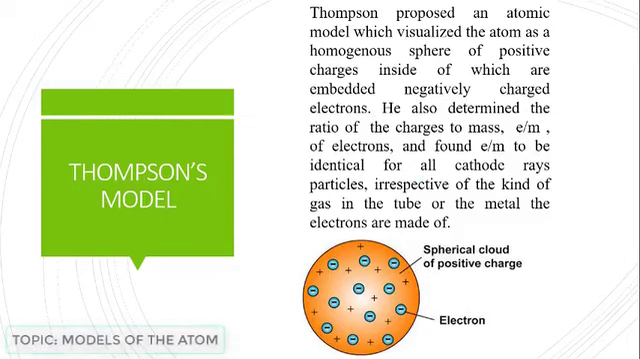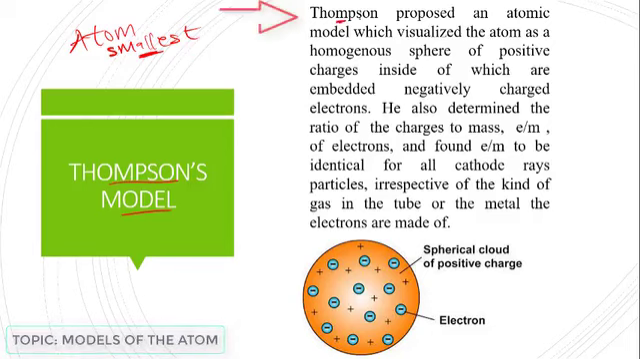Welcome back. We'll start by looking at Thomson's model of the atom. Remember, in previous lessons we've already defined an atom as the smallest indivisible particle of an element that can have a separate existence and still have the characteristics of the element through which it came from. Now, Thomson proposed an atomic model which visualized the atom as a homogeneous sphere of positive charges, inside of which we find embedded negatively charged electrons.